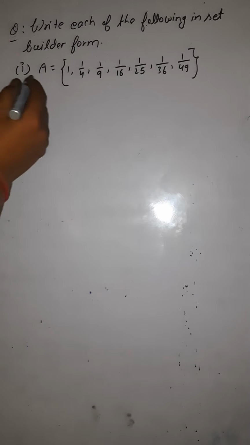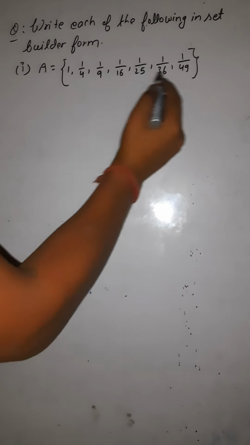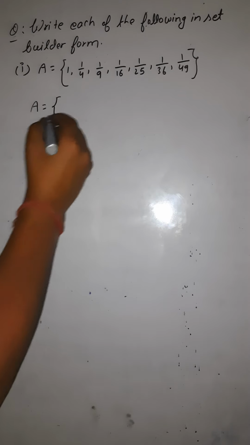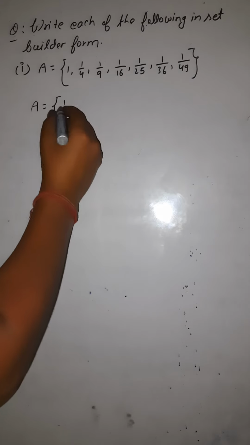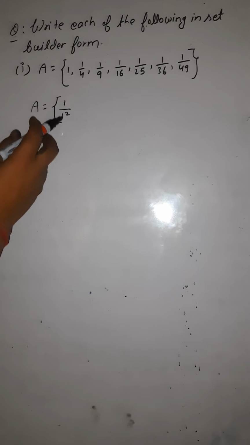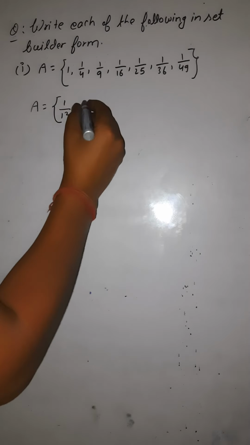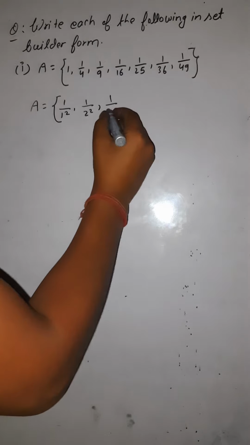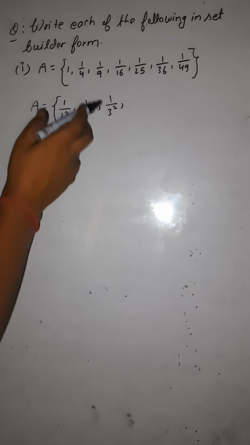So if you see, this is the set A. These are the elements of the set A, 1 by 4. Okay, so I can write the elements of set A as this one. Can I write this as 1 by 1 square? Yes, because 1 is 1 and 1 square is also 1. 1 by 1 is 1. Similarly, I can write 1 by 4 as 1 by square of 2. Similarly, I can write 1 by 9 as 1 by square of 3. Square of 3 is 9.